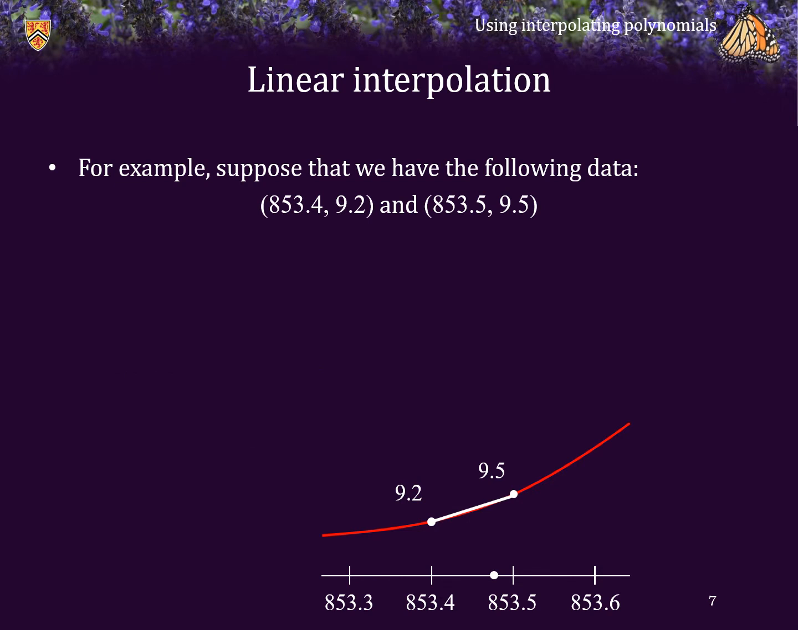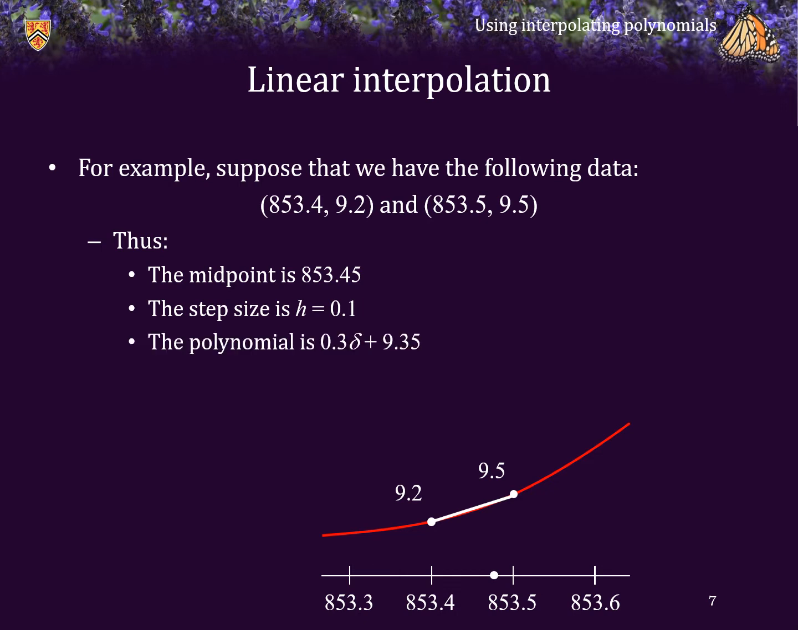So, for example, suppose that the two x values are 853.4 and 853.5, and the two y values are 9.2 and 9.5. Thus, in this example, we have that the midpoint between the two x values is 853.45. The step size h is equal to 0.1. The polynomial is therefore 0.3 times delta plus 9.35.